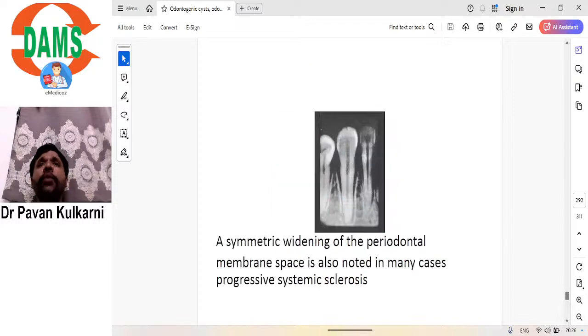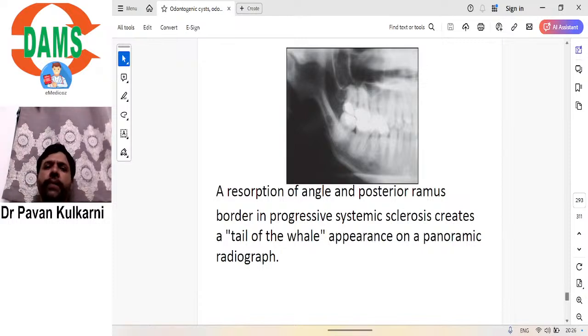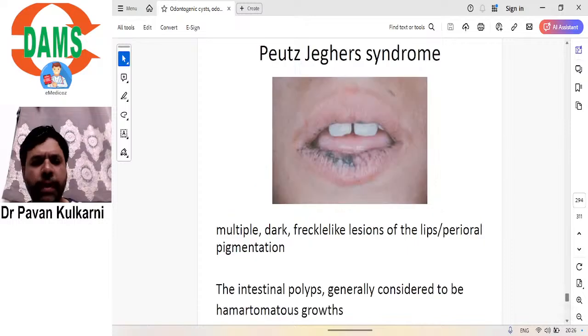This is a very important IOPA finding for scleroderma, where you will see widening of the periodontal ligament space. Remember, they'll very commonly ask a single liner MCQ: which is a skin disease where you see widening of the periodontal ligament? You have to answer scleroderma. There is also a characteristic OPG finding of scleroderma, where you can see the ramus. How is the ramus? Very thin. It appears as if it is a tail of a whale. It is very thin, very narrow, compressed. That is called the tail of a whale appearance in case of scleroderma.